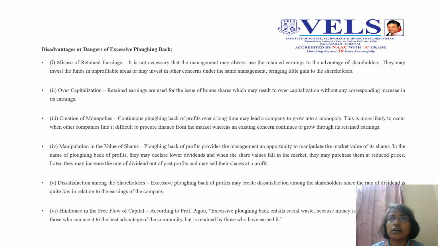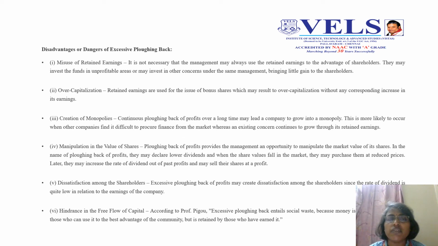If a company accumulates more and more money in the form of retained earnings, it may create a huge accumulation of wealth, which will create a monopoly among similar types of companies. Then, manipulation in the value of the share. Plowing back of profit provides the management an opportunity to manipulate the market value of the share.